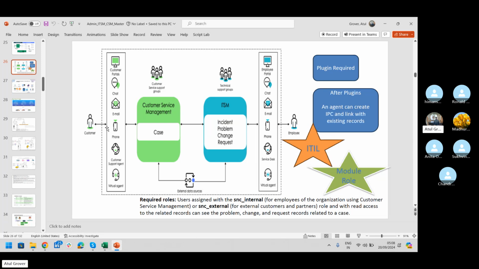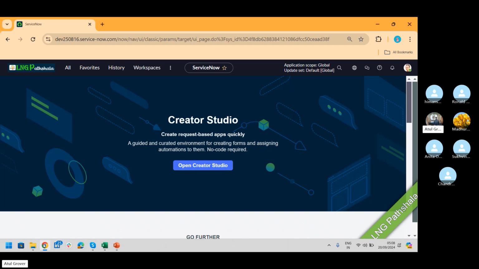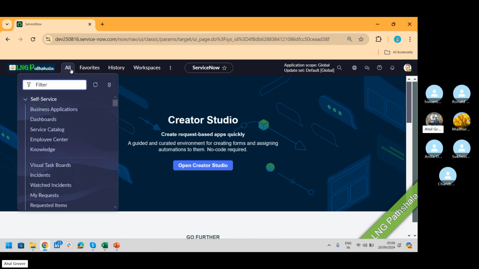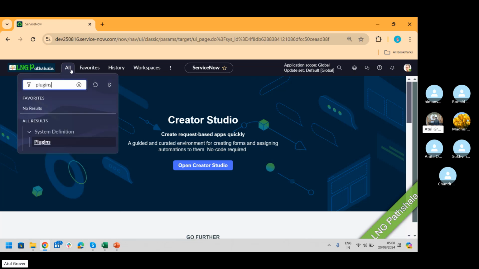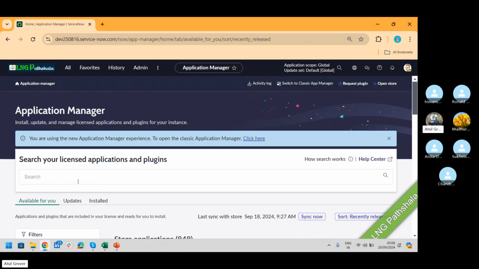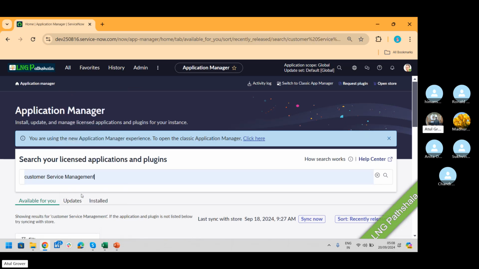So first, before we go to the next topic, and this action you have to do in your PDI. Everybody, please get a PDI. You can take the latest version of Zenendo. And we have to activate this plugin. Generally, I did not show plugin installation in my previous classes, but this time we will do it practically. So we can go here, customer service management.